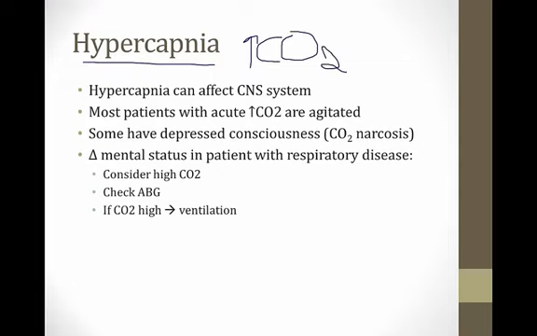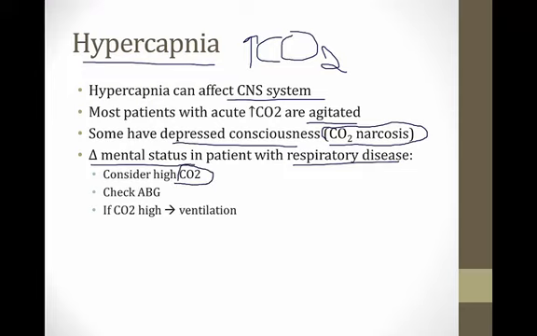If you have a CO2 level that gets very high, this can affect the central nervous system. Most patients with an acute CO2 level increase are agitated, but some also have a depressed consciousness. We call this CO2 narcosis. But the bottom line that you need to know clinically as a physician is that any change in mental status in a patient with respiratory disease should prompt consideration that the CO2 level may be getting high.